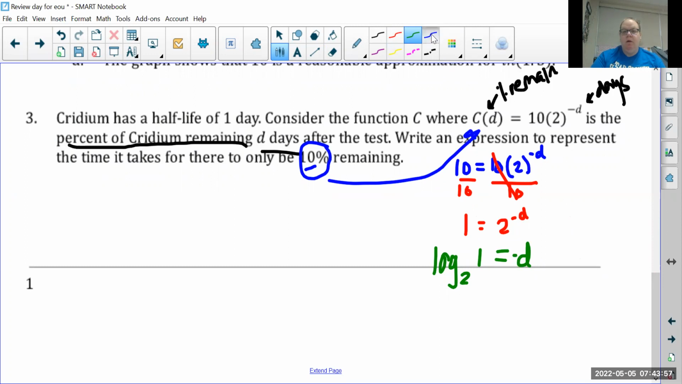We're solving for the D, but this is negative D. In order to get rid of that negative D, I need to multiply by a negative 1, so that a negative D times a negative 1 makes a positive D. If I multiply this side by negative 1, I need to multiply the other side by negative 1, which gives me negative log base 2 of 1. That's all we need to do for the quiz. You don't need to go any further. You're just looking to solve it for D.